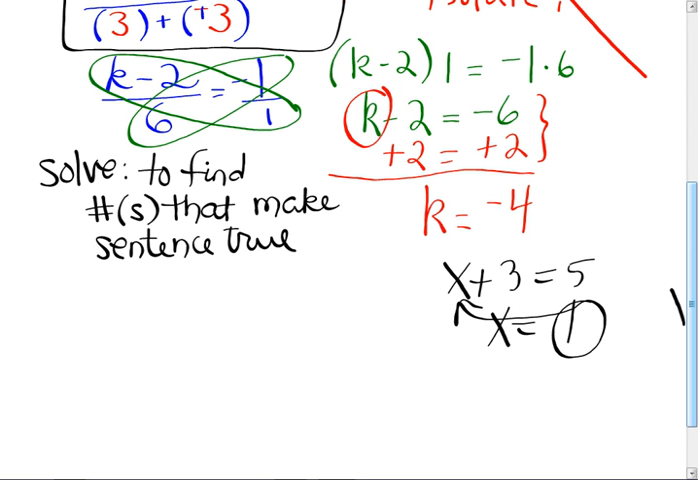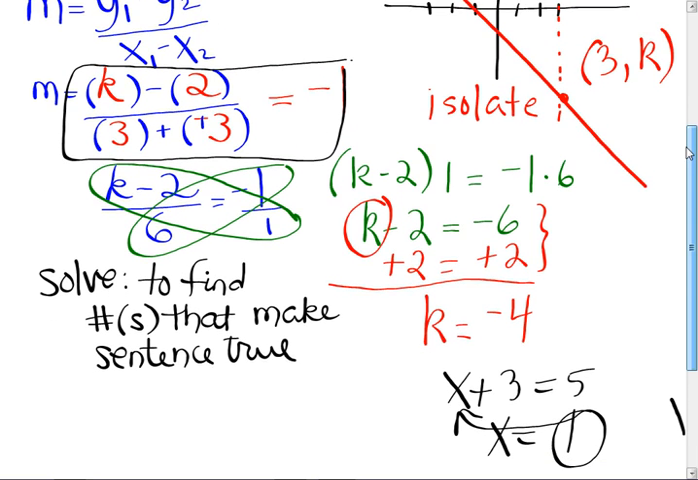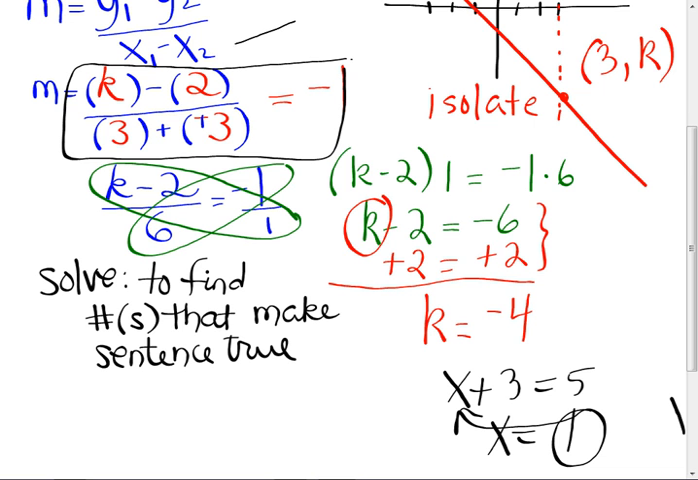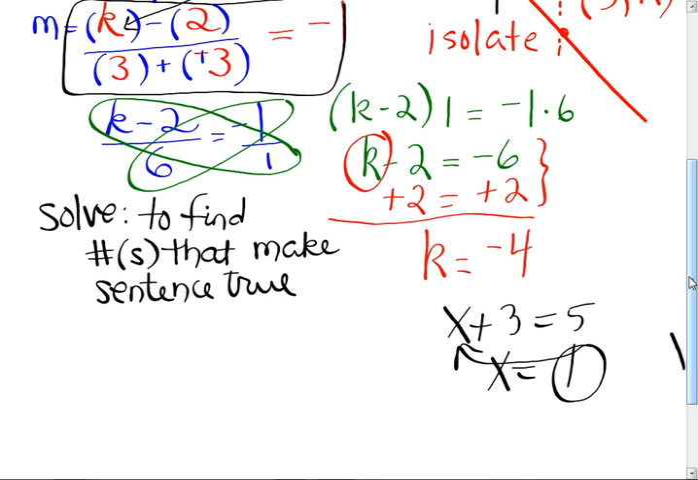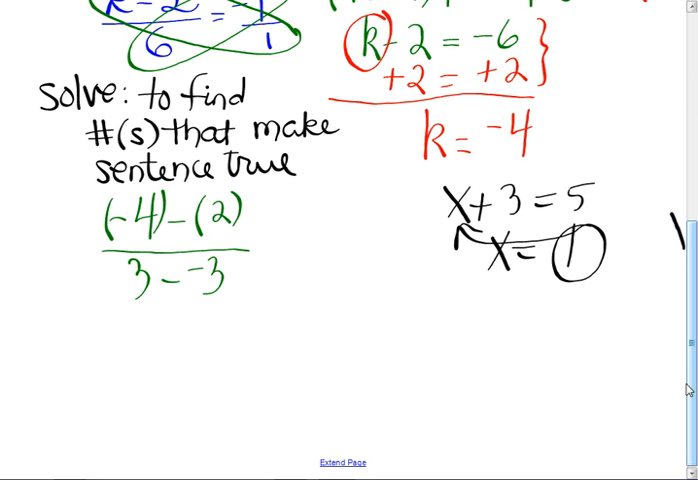So let's go all the way back to our slope up here, and I claim that k is equal to negative 4. So you know what I'm going to do? I'm going to put in negative 4 right there. And this is getting messy. So let's do it. It's minus 4, take away 2. I better put parentheses there so I don't mess up. Over 3 minus a negative 3. We will do a whole bunch of these. I'm not going to do just one and let you go.